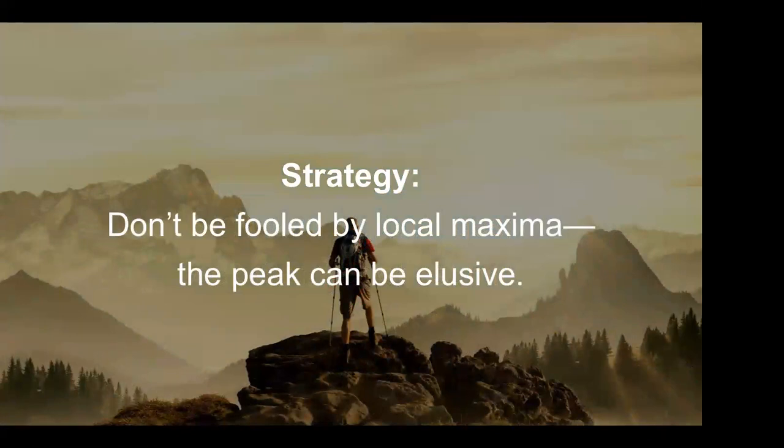And the next one is this: don't be fooled by local maxima. The peak can be elusive. So along the way in your testing program, when you're testing one variation or two variations or n variations, sometimes you get stuck. And the cure for getting stuck is the same cure as our first suggestion, which is think about the possibility that there is a bigger hill that you just haven't found yet.